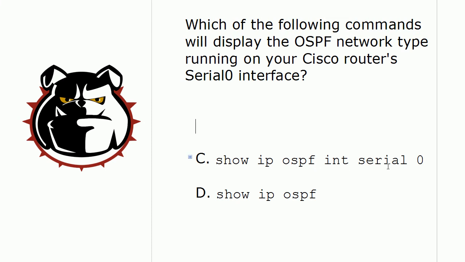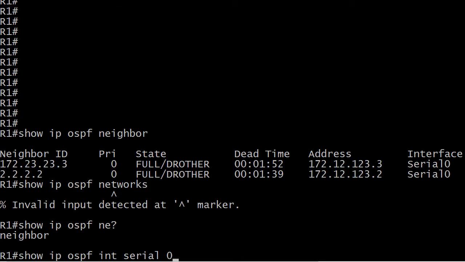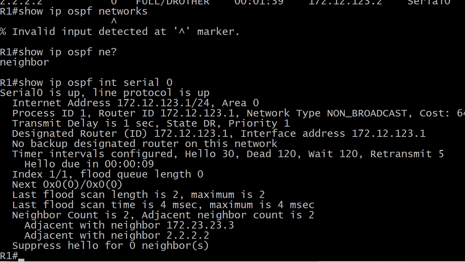Show IP OSPF interface serial zero. There we go. Let's try that command. And a ton of information here, just about all of it helpful, and really all of it that you'll use on a regular basis. It's going to show you the IP address of the interface that you specified.